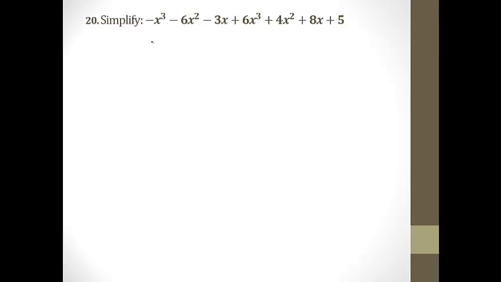Alright, so we're going to move on to polynomials now. Simplify just means to get it down as small as you can, and in this case this is just a whole bunch of terms. So the only thing we really need to do to simplify these is combine like terms.